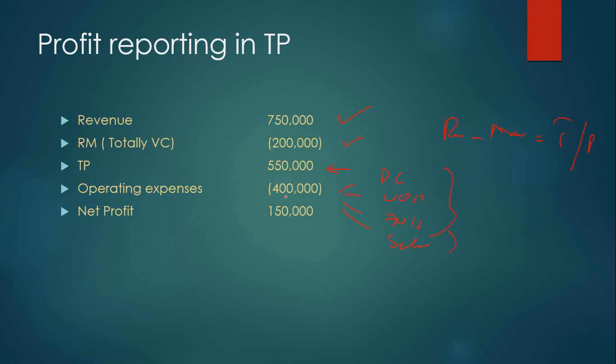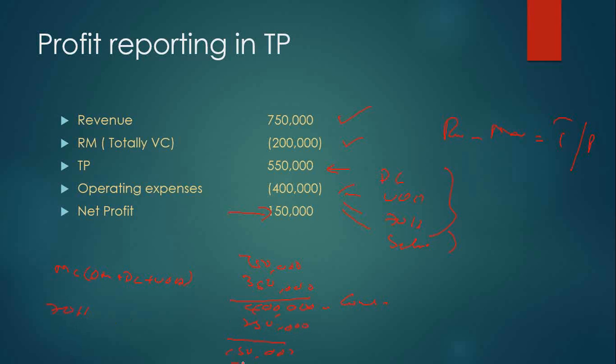All that is deducted and you arrive at your net profit. Compared to marginal costing, where you look at the 750 and the marginal cost, which is direct material, direct labor and variable overheads, maybe about 300,000 or 350,000, and you arrive at 400,000. This is what we call contribution in marginal costing, and from the contribution we deduct the fixed overheads, fixed expenses, which could be 250, and you arrive at 150.